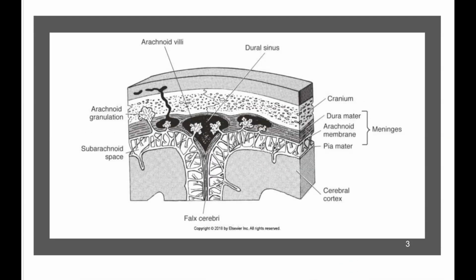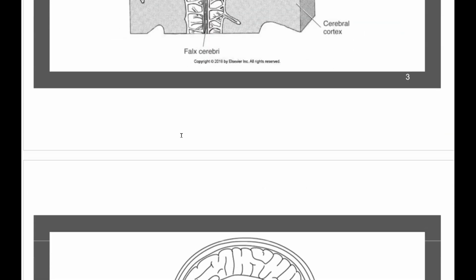All right. So taking a look here, we're going to start with our dural sinus. We've got our cranium, and within our meninges, we have our dura mater, arachnoid membrane, and pia mater. So you have your cerebral cortex, and you have your falx cerebri, and your subarachnoid space with your arachnoid granulations, and you can actually see these within the skull. It's kind of cool. Arachnoid villi, and I'll point those out to you when we get to them, okay?